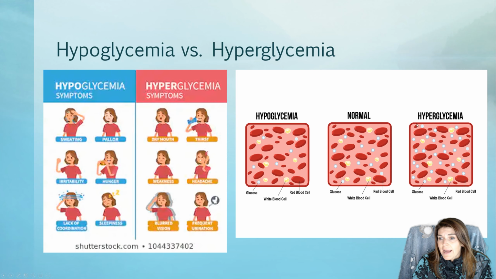And then hyperglycemia is too much. You have too much glucose in the system. So on the hyperglycemia end, when you have too much in the system, then you're going to have dry mouth, you're thirsty, you feel weak, there's a headache happening, you can get blurry vision, and your body's going to want to urinate more frequently. So that's to remove waste. They can actually measure it. So in fact, we'll talk about another kind of diabetes in just a second that they test for.